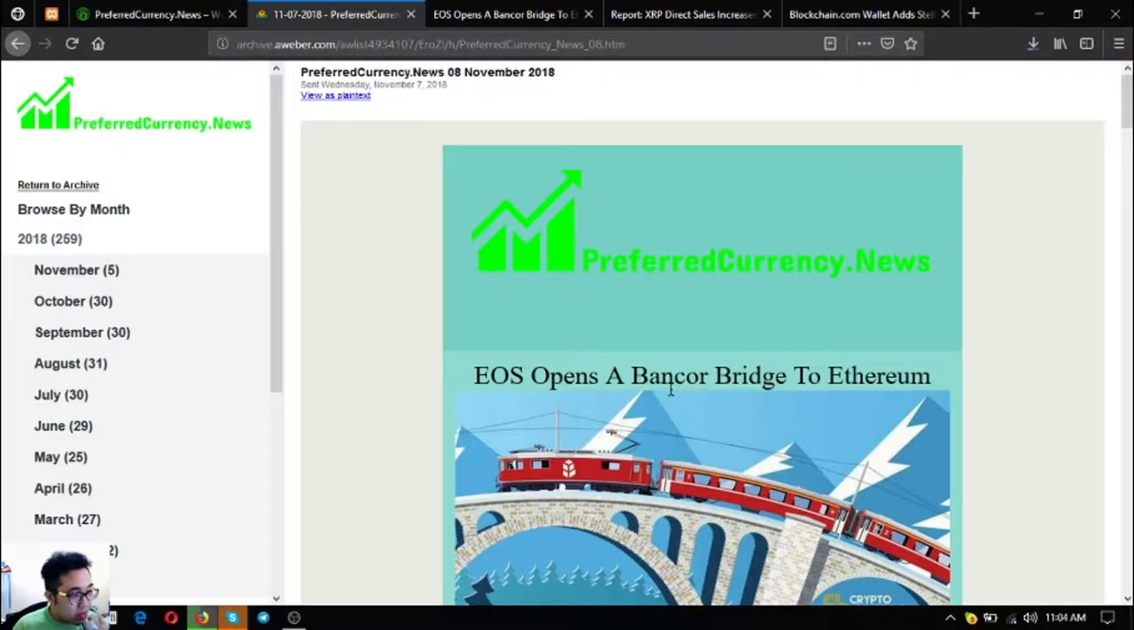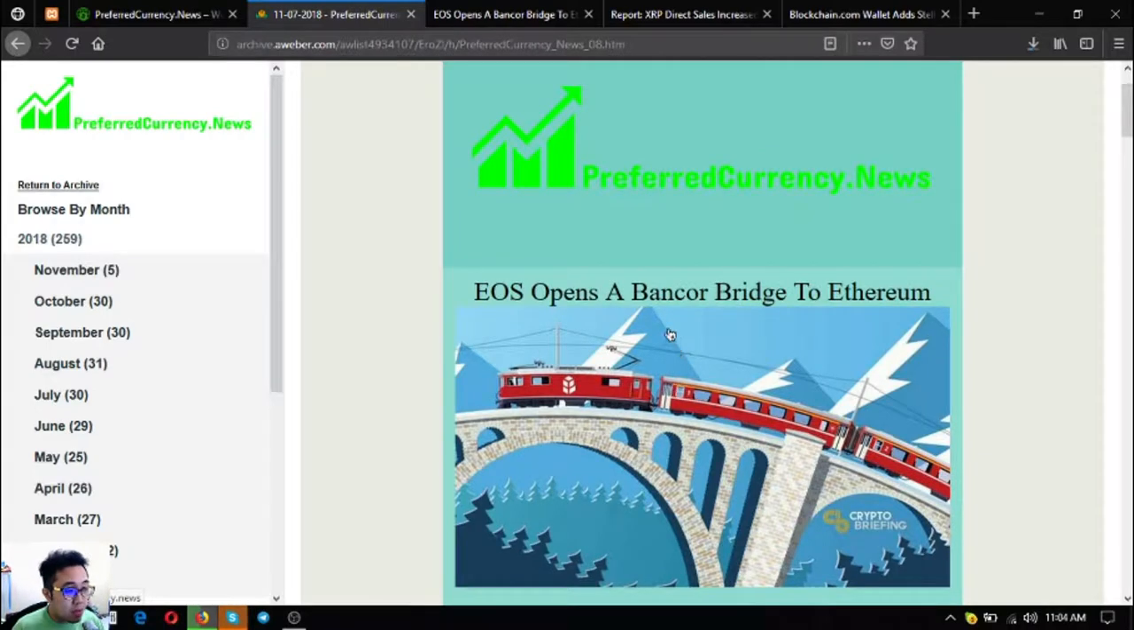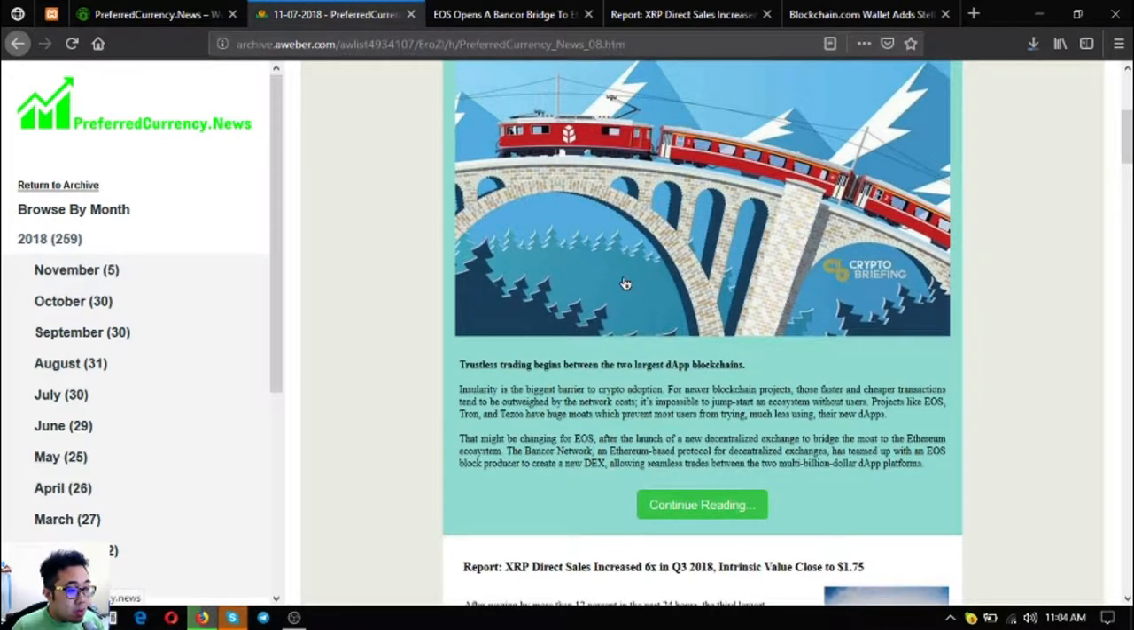So here's the main story of the day. EU opens a bank card bridge to Ethereum. Trustless trading begins between the two largest DApp blockchains. Insularity is the biggest barrier to crypto adoption. For newer blockchain projects, those faster and cheaper transactions tend to be outweighed by the network costs. It's impossible to jumpstart an ecosystem without users. Projects like EOS, Tron, and Tezos have huge moats which prevent most users from trying, much less using their new dApps. So that might be changing for EOS.